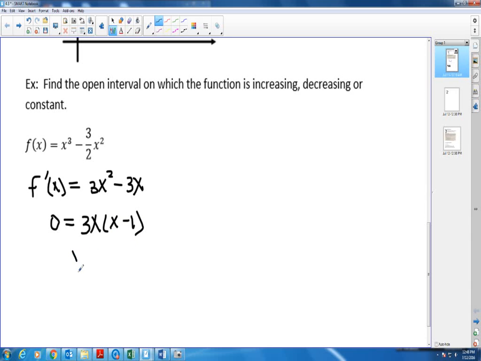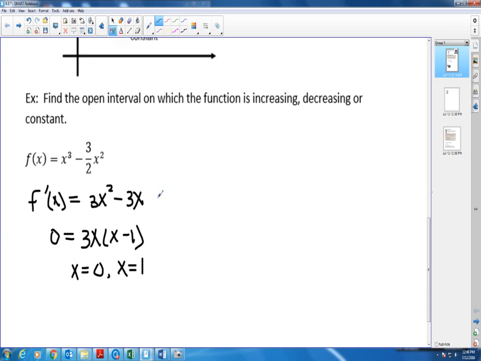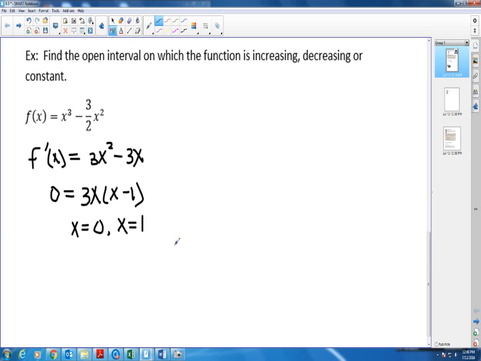So set each factor equal to 0: x equals 0, x equals 1. So these two numbers again are my critical numbers. Alright, so let's take a look at the intervals on which the function is increasing or decreasing.